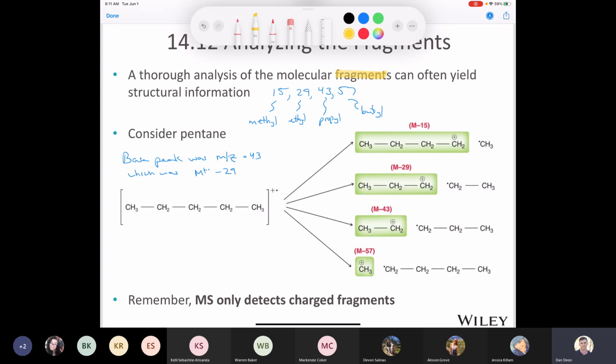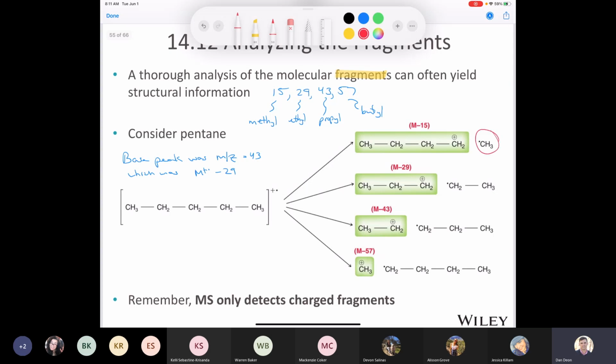Anyhow, so let's say we have pentane. We subject it to that high energy beam of electrons. We make the radical cation. Well, what's going to happen is it's going to fragment. And what are the fragments that could break off of this linear hydrocarbon? Well, we could break it right here. We could lose a methyl radical.